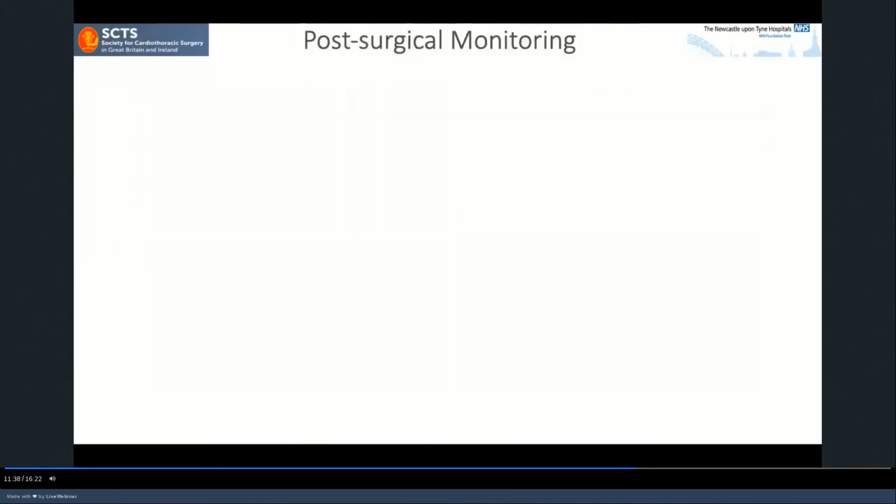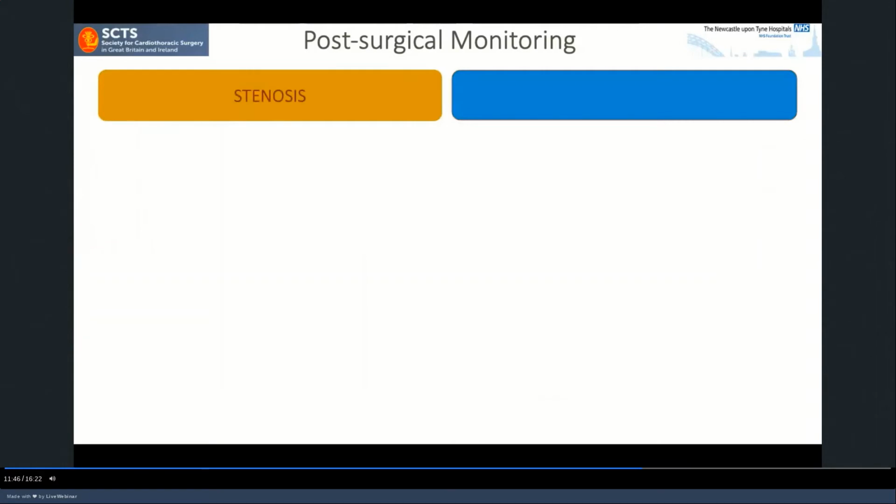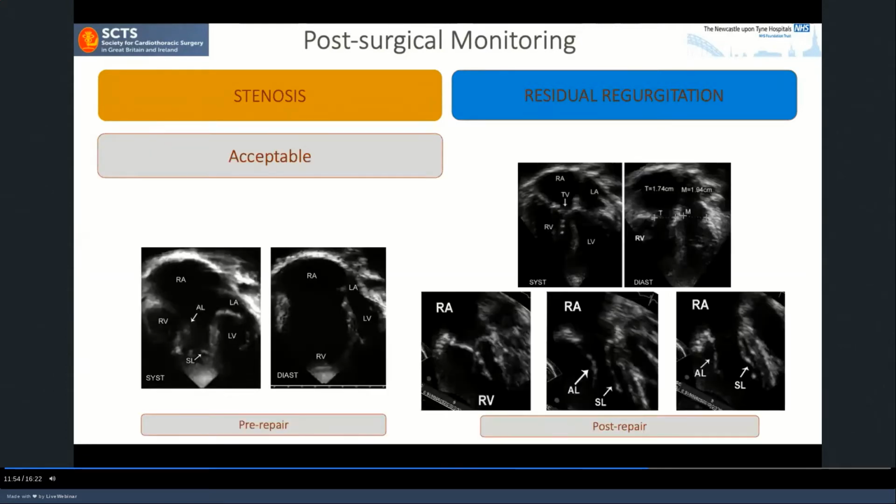So post-surgery, what are we looking for? Before the surgery, we were thinking about whether it's going to be a repair or a replacement. Post-operatively, we are thinking whether there's going to be residual regurgitation or some degree of stenosis. And the important thing is what is acceptable. So here are some echo images of both pre and post-operative repair following an Epstein's anomaly surgery.